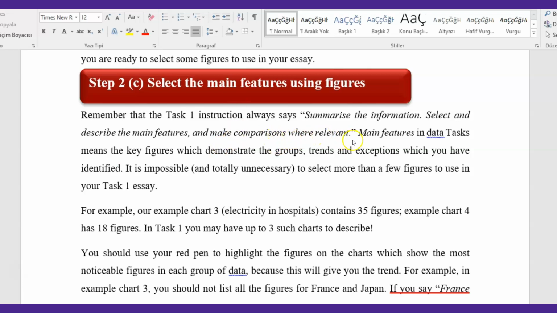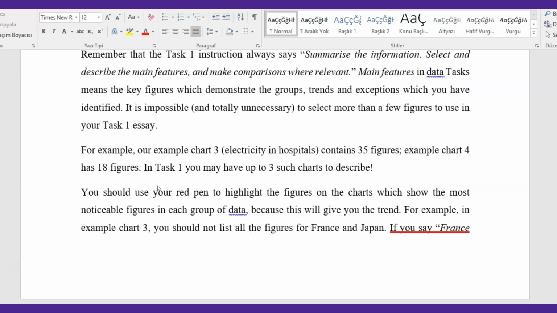where relevant. Main features in data tasks means the key figures which demonstrate the groups, trends, and exceptions which you have identified. It is impossible and totally unnecessary to select more than a few figures to use in your task 1 essay.